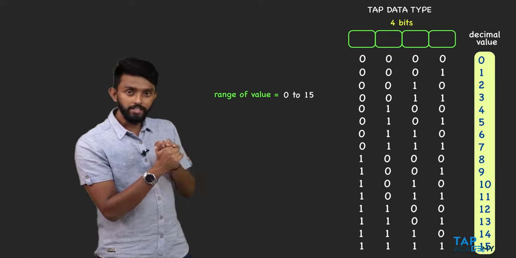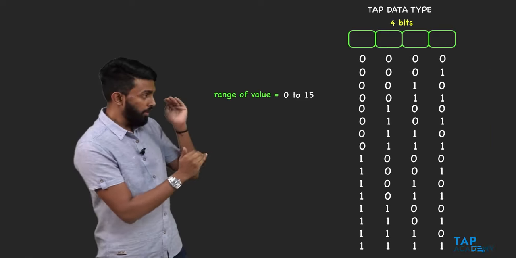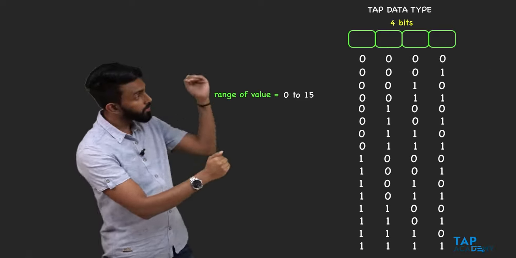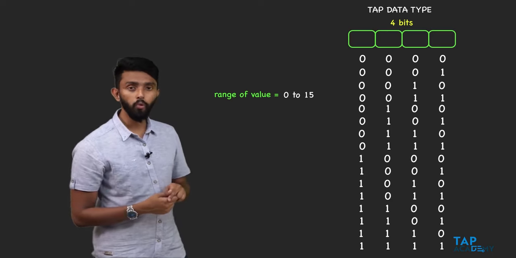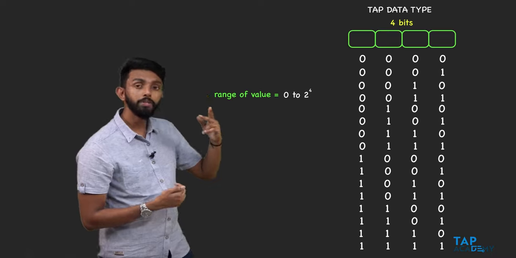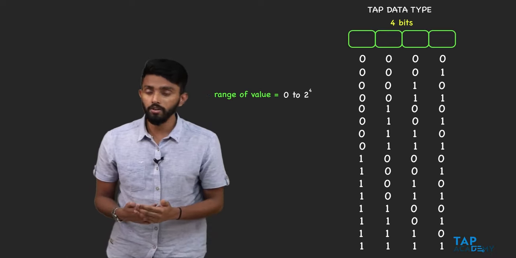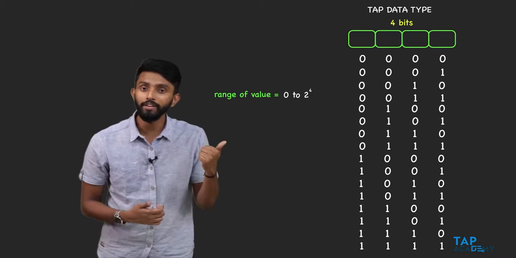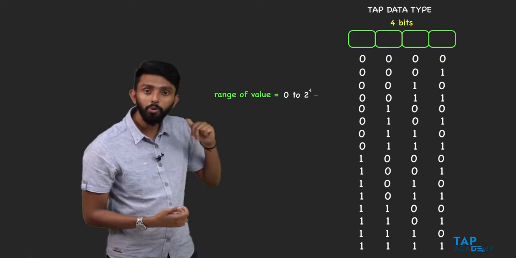Now, look at the right side. The highest value I can store is 15. Now 15, I want to write it in terms of the number of bits, which is nothing but 4, right? How will I write it? I can write it as 2 to the power 4. Now you may say 2 to the power 4 is 16, sir. Correct. What if I subtract 1 from it? Then it is 15. So 2 to the power 4 minus 1.